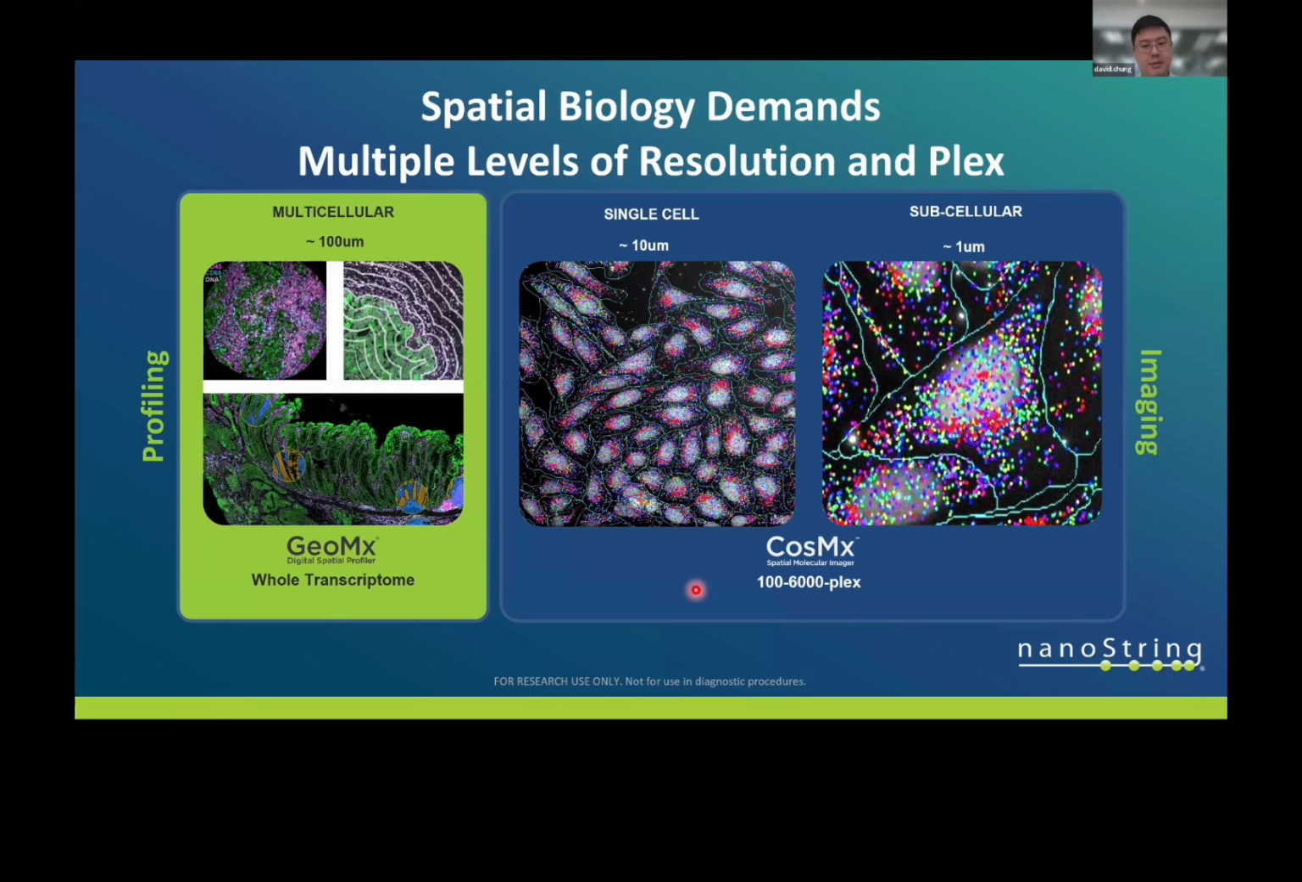So 2 years ago, they came out with this Cosmics, which can further enhance the resolution. So instead of the multicellular level, you can now go down to single cell and even subcellular level, in which you can see, between two cells, for example neighboring cells, what are the most differentially expressed genes, and also the relative localization. Where are the genes most expressed, whether in the nucleus, in the cytoplasm, or in the extracellular matrix surrounding the cell.